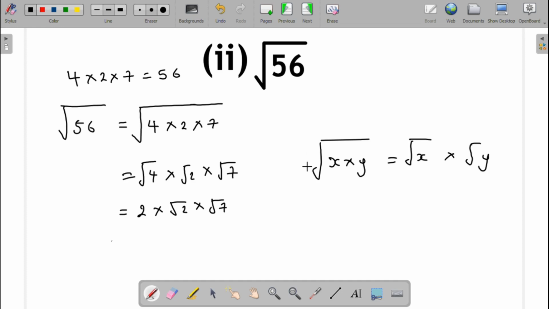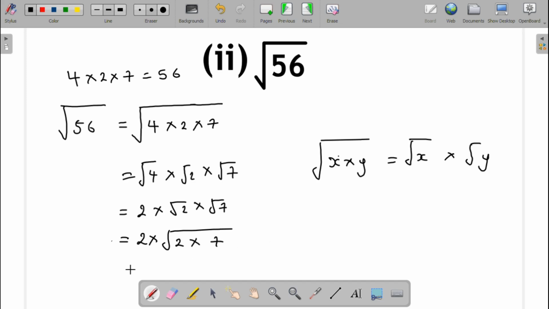Now, looking back at this same rule of surd, that if you have two surds, root x and root y, joined by times, it can be written or expressed as root x times y. Now following this rule, this will become 2 times, here we have root 2 times root 7. Same thing here also. Now this can be expressed as root 2 times 7.